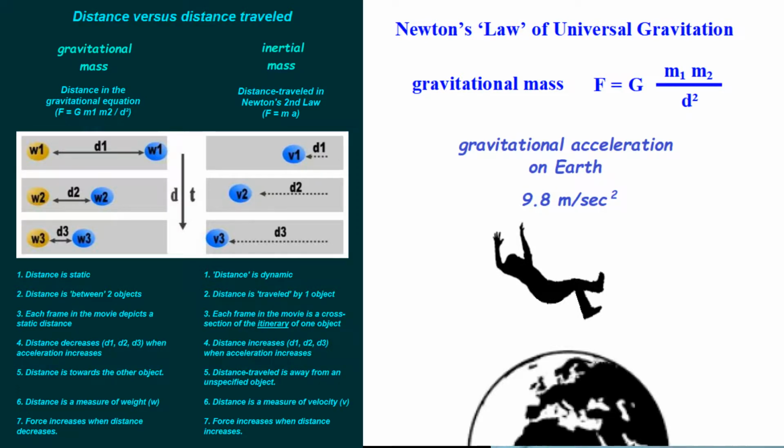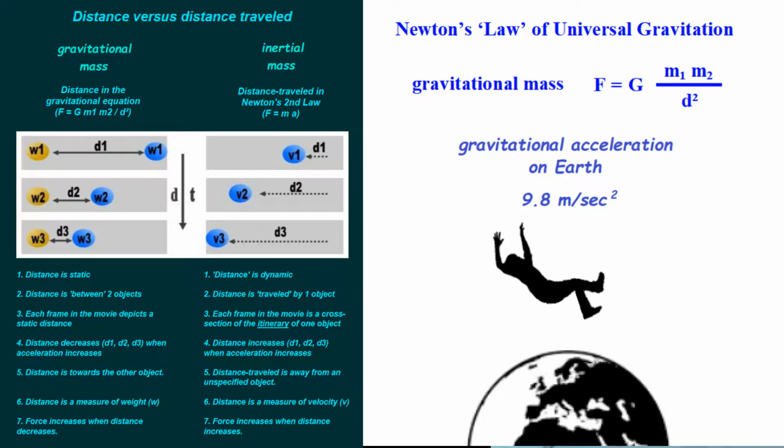And then number 3, each frame in the movie depicts a static distance, again, whereas in the other one, each frame in the movie is a cross-section of an itinerary of one object. Number 4, distance decreases when acceleration increases. In other words, if the objects are accelerating toward each other, if you get them closer together, the distance decreases. On the other hand, in the other one, acceleration is going to increase because the object is going away from its starting point. Distance is going to increase.